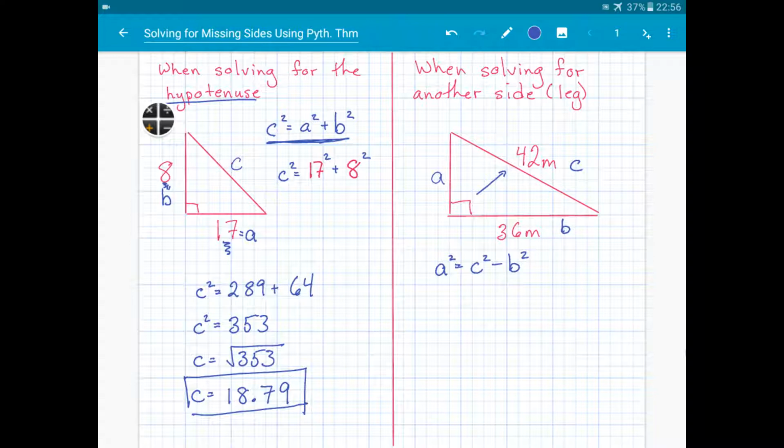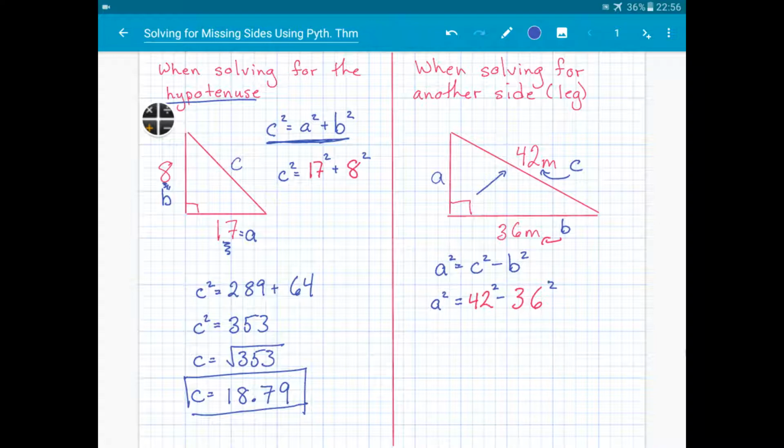And when we write in our numbers, all we're going to do is replace the c with what we know c is the same as, which is 42. So let's do that. So this is going to be 42 squared. And we'll replace the b with what we know the b is equal to, which is 36. So you can see my changes there in red. Everything else stays the same.